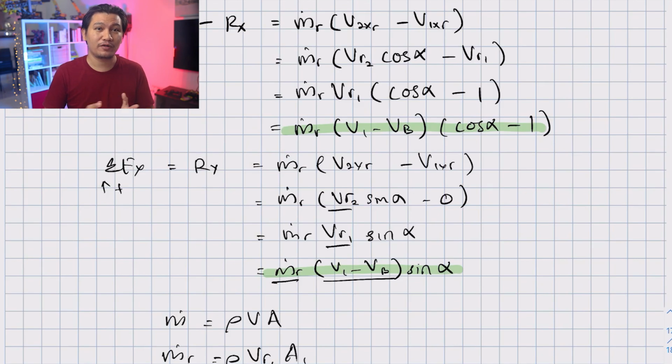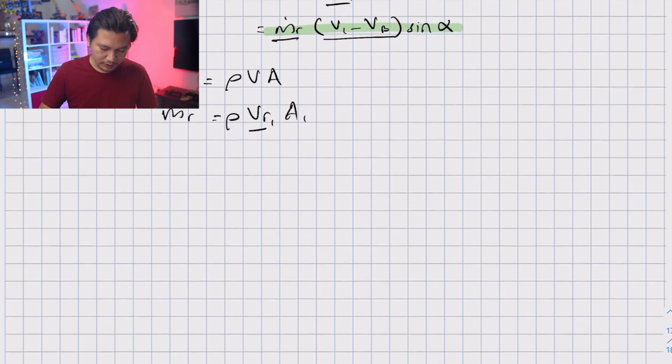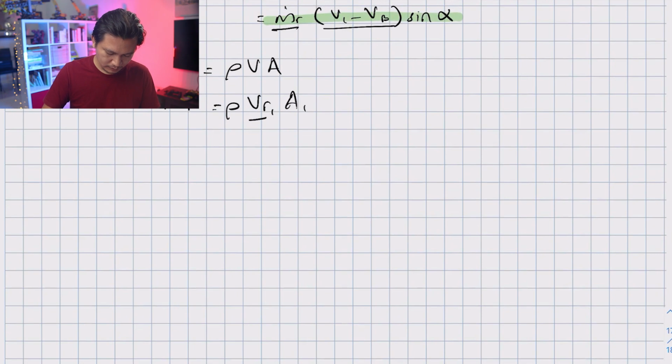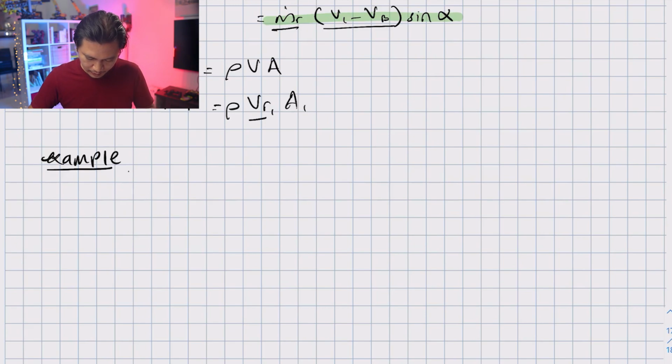Right, now that we have all the equations, why don't we take a look at some examples of stationary and also moving deflectors. Now our first example, which is a stationary deflector, looks something like this. This is your deflector.